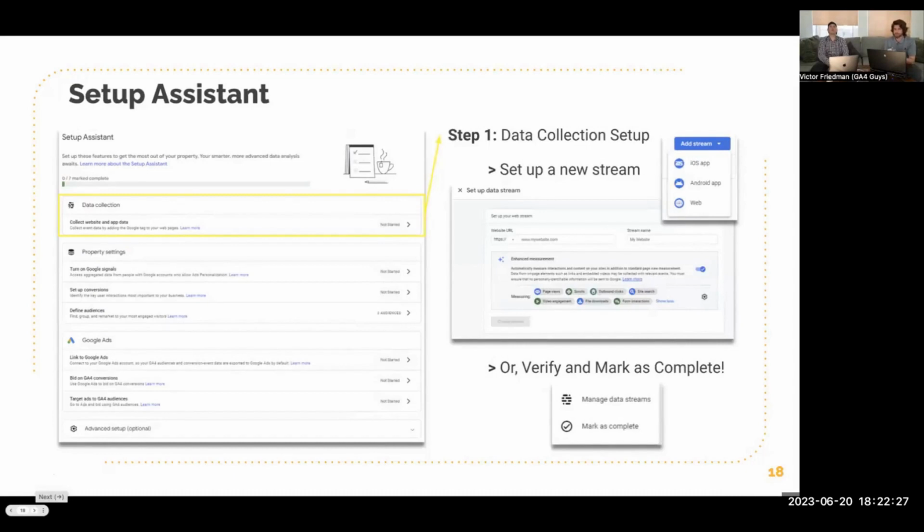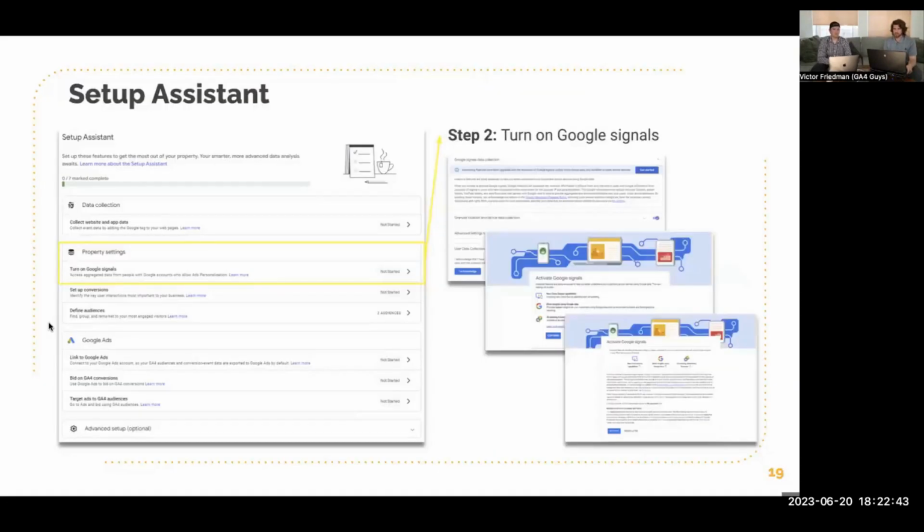You can set up a website or an app, technically. It's really user-friendly, a few-click process. Boom, you're good to go, and you have your data, and you can mark it off on the checklist if you want. It's not necessary. Next is Google Signals.